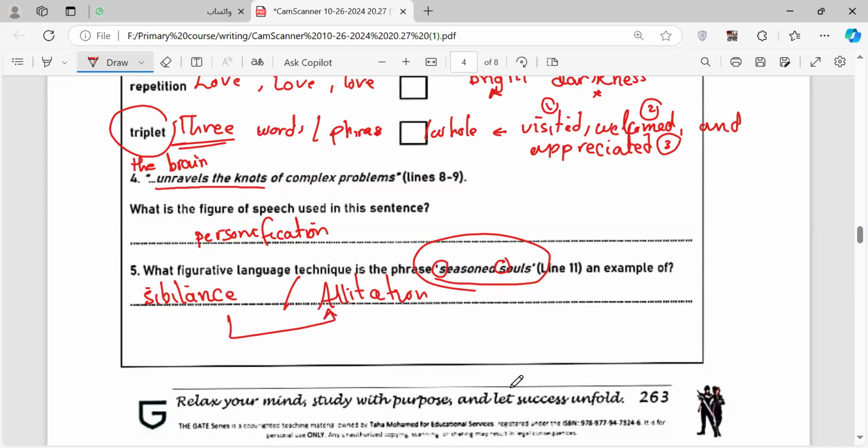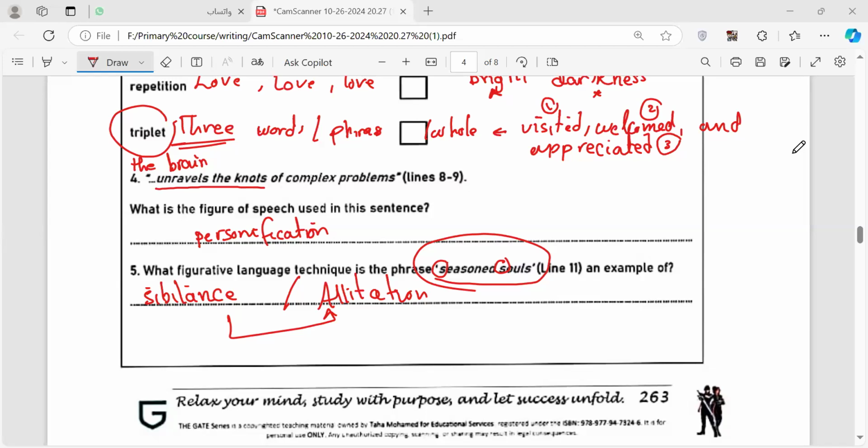Regarding this page, is everything clear? Yes. Any question about this part? Is it sibilance or alliteration? Both. Oh, okay. Yeah, both.